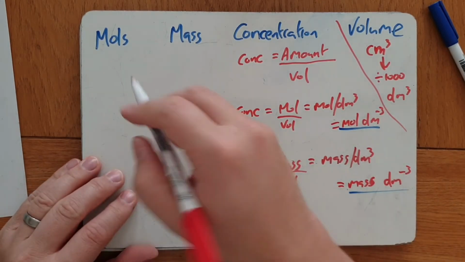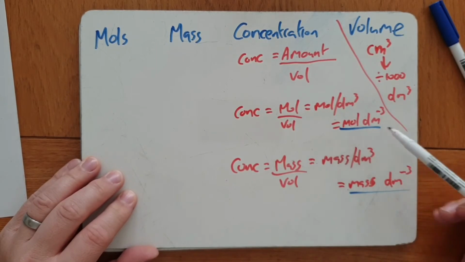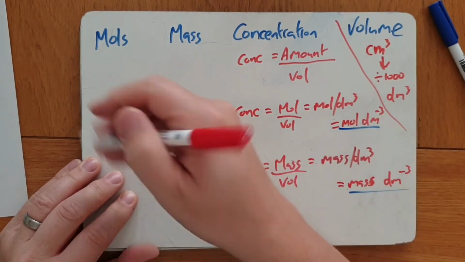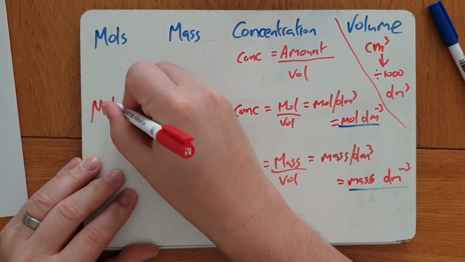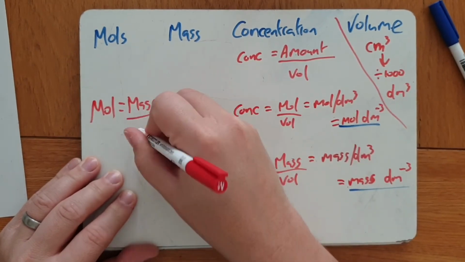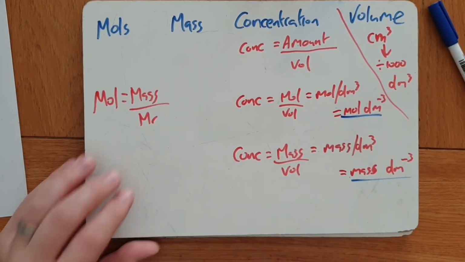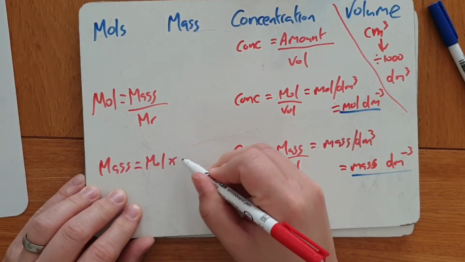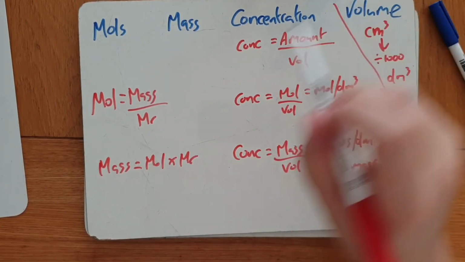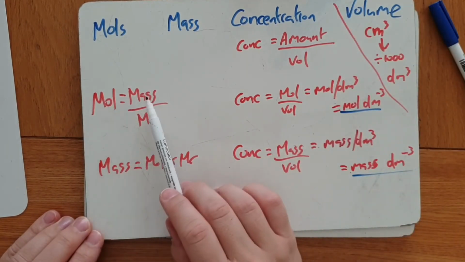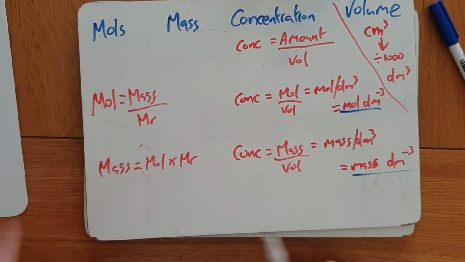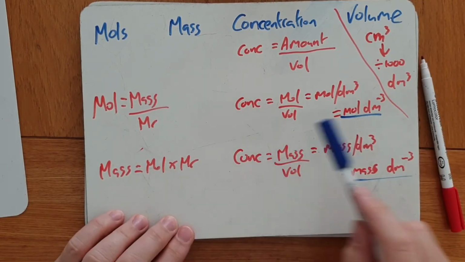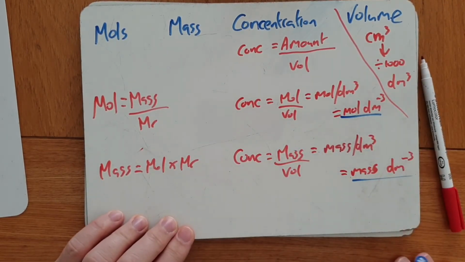And the last thing they can ask you to do is to change moles per decimeter cubed into mass per decimeter cubed, or vice versa. For that, you just use moles equals mass divided by Mr, or you can rearrange that to get mass equals moles times Mr. So then you can turn moles into mass or mass into moles using one of these two equations.